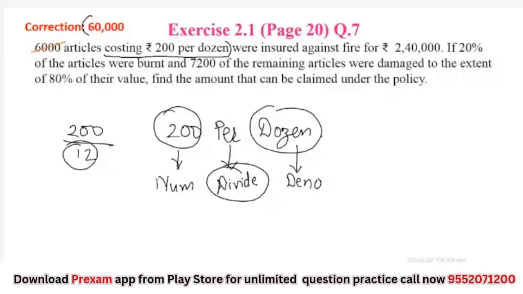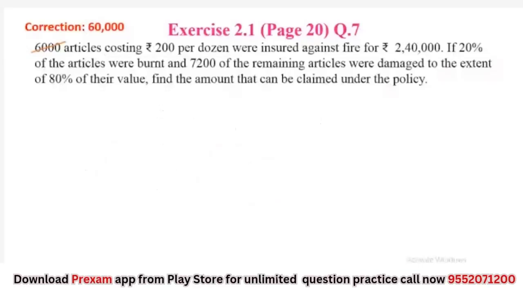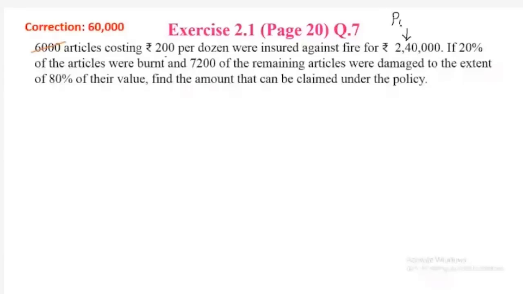Any doubt with that? Any problem with that? So rate is 200 per dozen. Insured against fire for rupees 2,40,000. So what is 2,40,000? 2,40,000 is policy value. Even that is clear. What is rate? Let me write here: rate of articles. Rate is what? 200 divided by 12. Agreed? Those who are saying once again, is it clear?